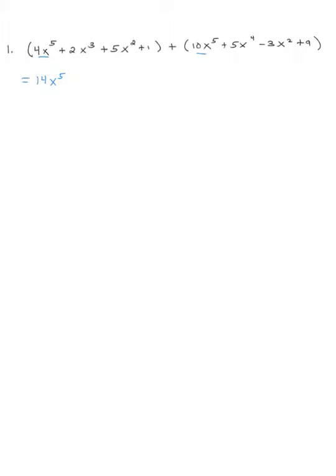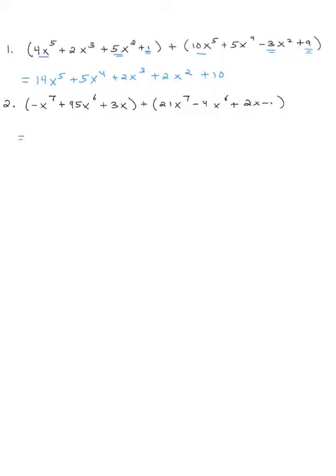So then I'll put a 5x to the fourth. If I go now to the x cubes, again, there's only one, so we have plus 2x cubed. All right, for x squareds, we have a 5x squared and a negative 3x squared, which adds to 2x squared. There are no x's, and now if I just combine the numbers, here I have 1 and 9 being added together, so we get 10.